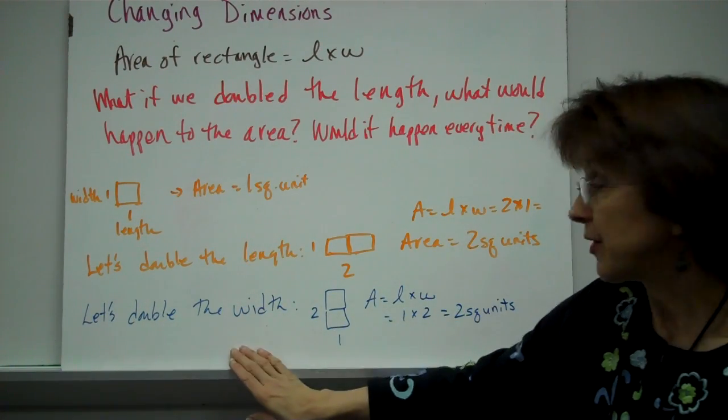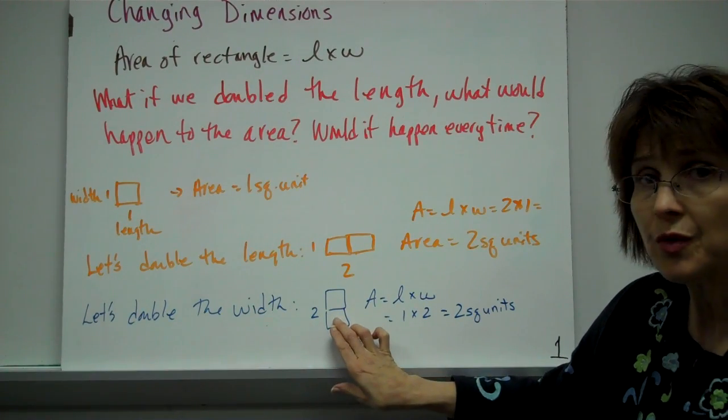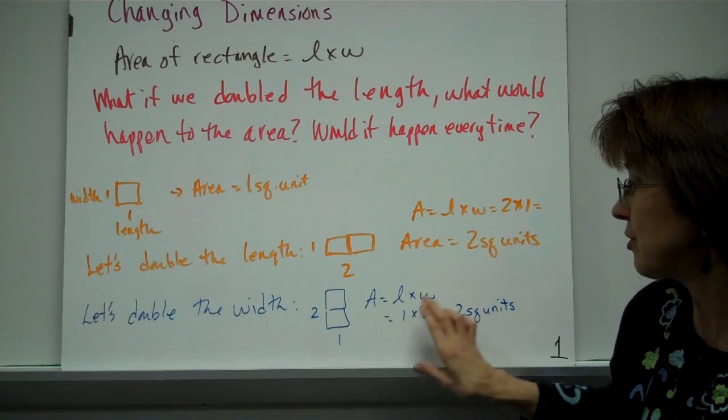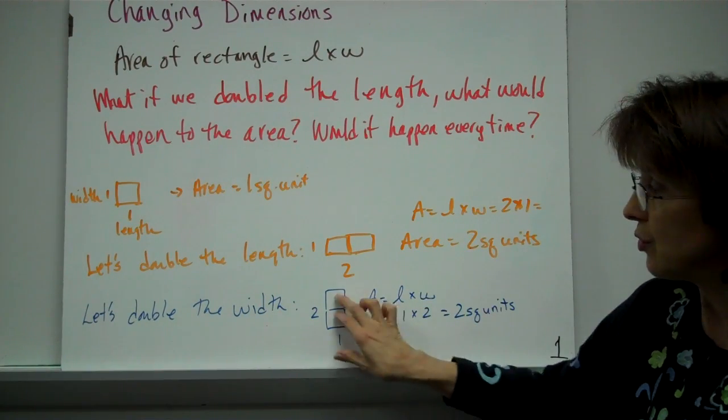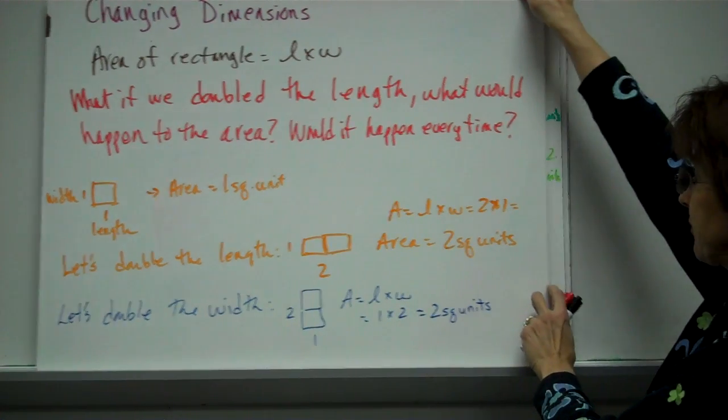All right, let's double the width. See what happens then. If we double the width, you'll stack it 2 on top. We didn't double the length, so the length is still 1. So the area is length times width, which is 1 times 2, which is 2 square units. So when we doubled the width, we doubled the area.